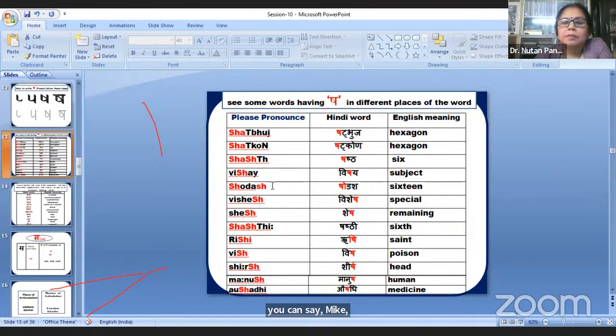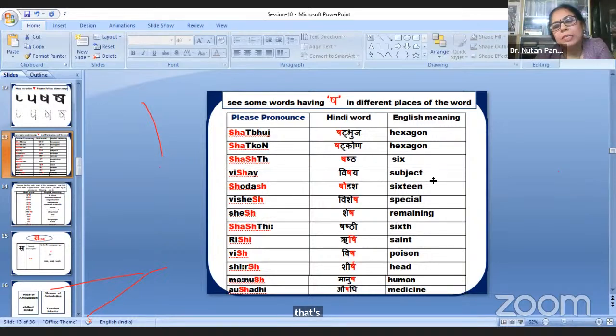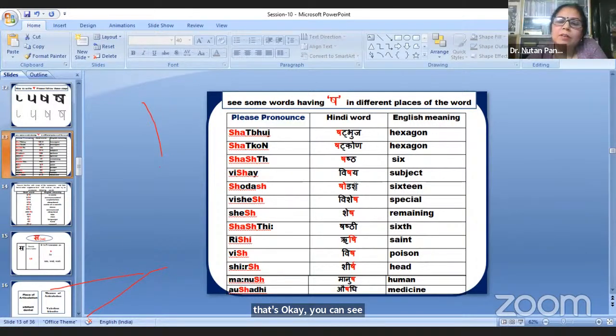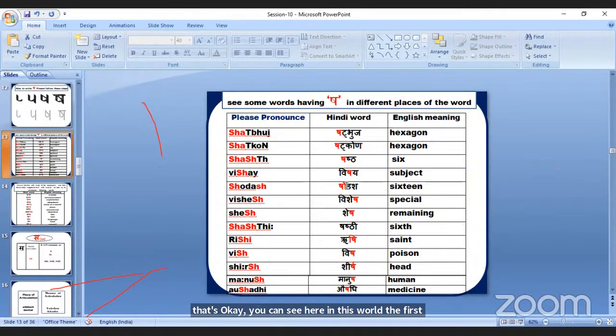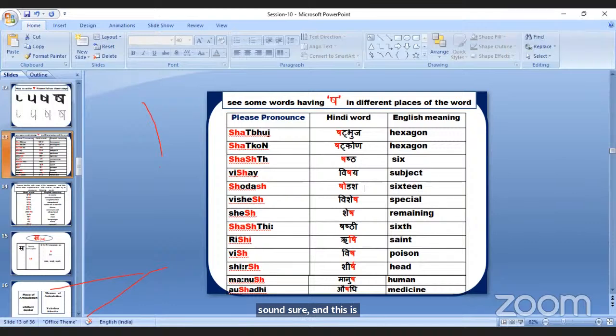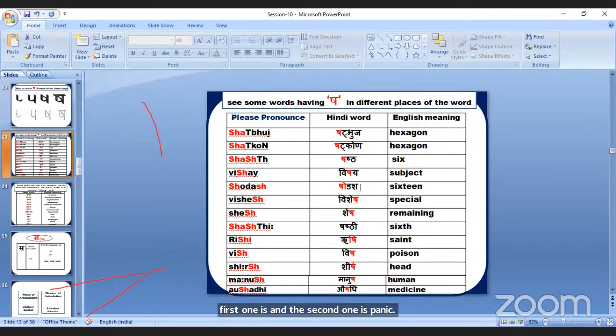षोडश. Shodash. Sixteen. You can see here in this word the first is the retroflex sh and the second is the palatal sound sh. Shodash. Two sibilants are there in this word: the first one is retroflex and the second one is palatal. Shodash, a slight difference.